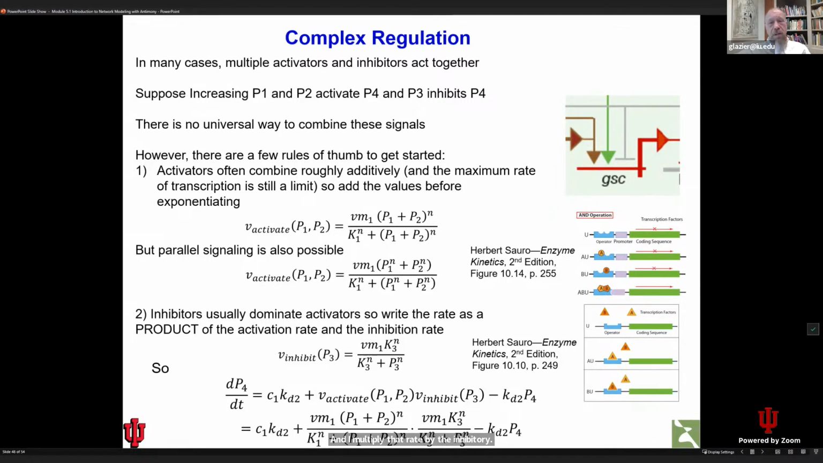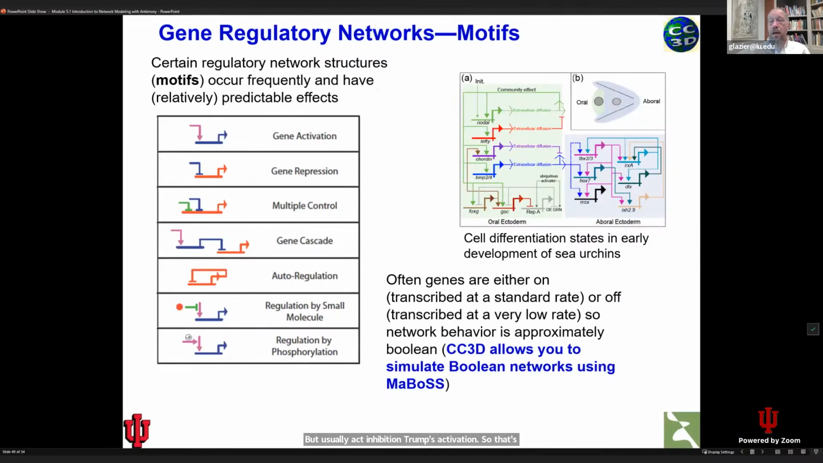And that's pretty reliable, not always though, but usually inhibition trumps activation. So that's something to remember when you're building these things together. There are typical motifs that you see in genes. Start out with activation and repression by themselves. Multiple control, which, as I say, is a sort of a rat's nest of poorly understood relations.